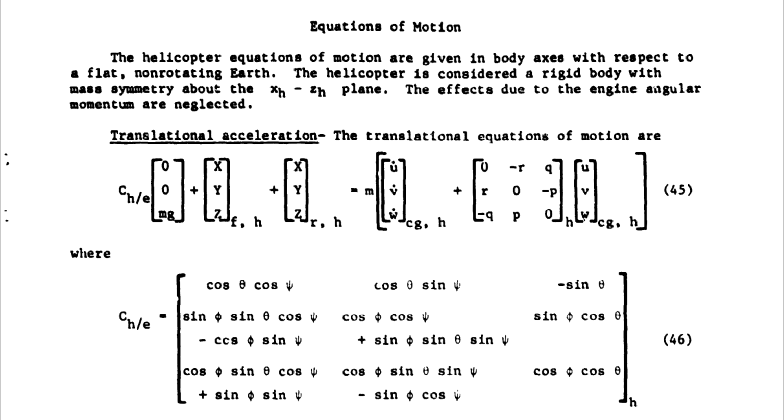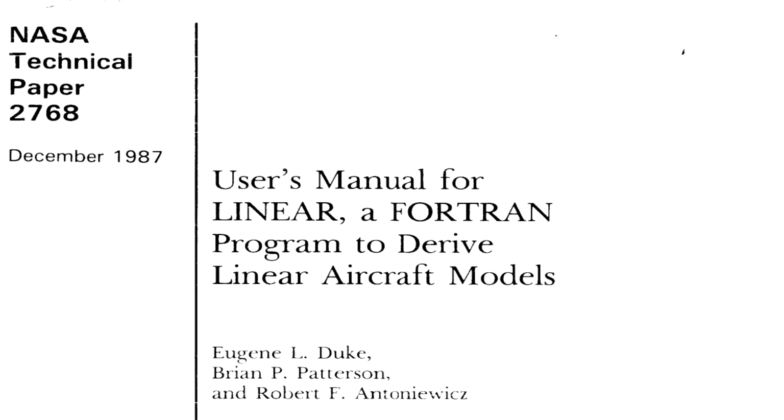They sure do rely on pretending the Earth is flat and stationary a lot for an organization that assures us it's a spinning spaceball. 9. NASA published a technical paper in 1987 titled User's Manual for Linear, a Fortran program to derive linear aircraft models, which detailed their system for linearizing effects such as net thrust, torque, and gyroscopic effects to aircrafts in motion.